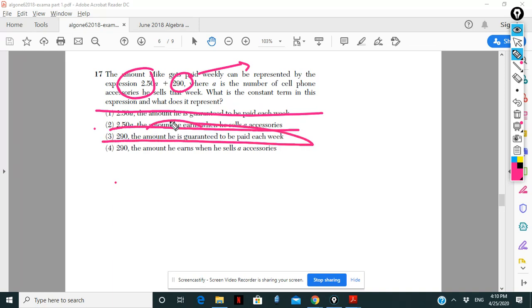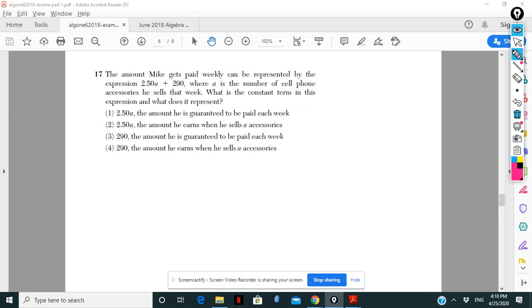Now the guaranteed one is number three. Number three, $290. So the answer is three. Why did I exclude two? Because he earned a fixed amount of 290.